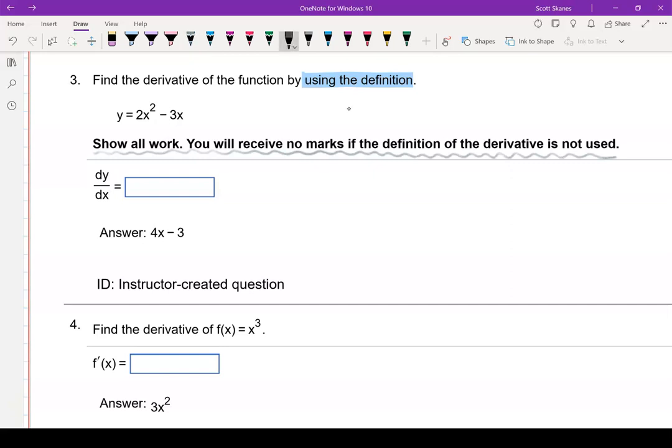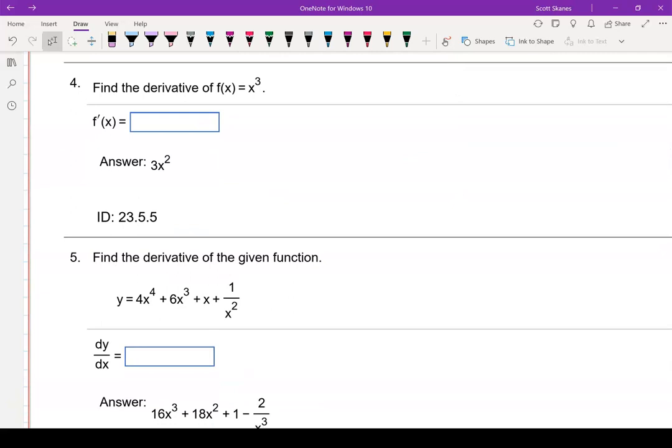And the reason I put that there is that, of course, we have derivative rules now we can use for this. If you just use the power rule, y prime is going to give, 2 comes down, multiplies by this, you get a 4 and an x, and then this x disappears here, it becomes 3. 4x minus 3 is the same answer, but we didn't use the definition. So the whole point of this question is to make sure you know how to use the definition. Okay, so just be careful with that.